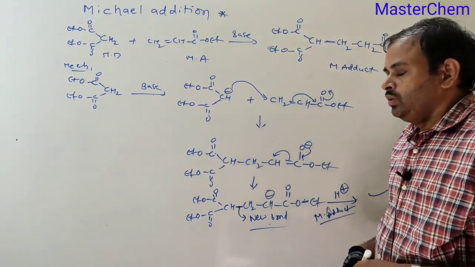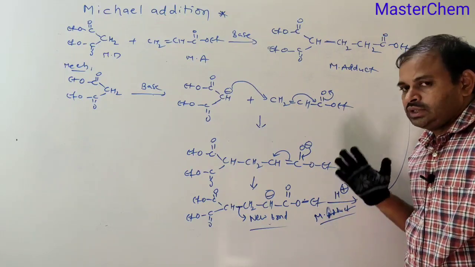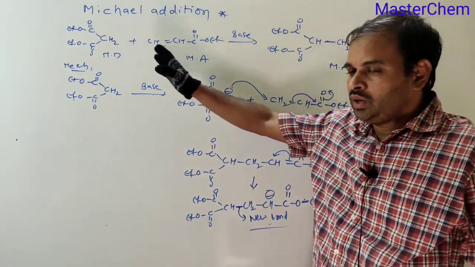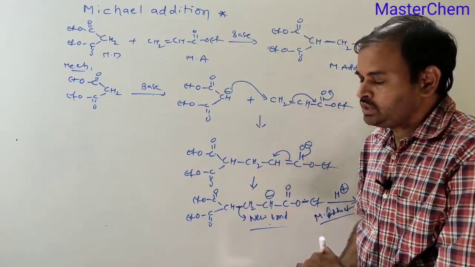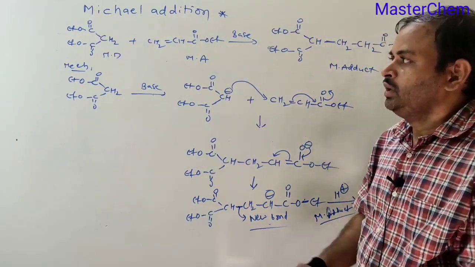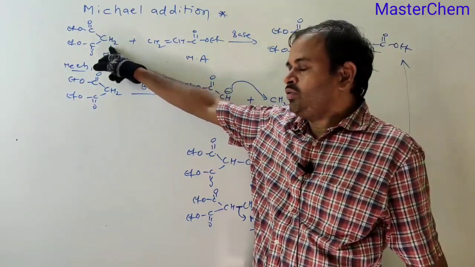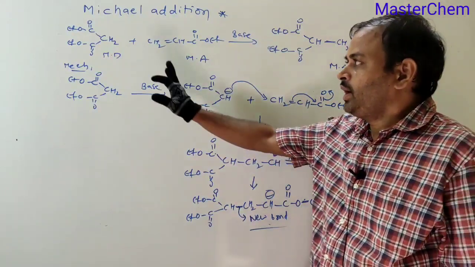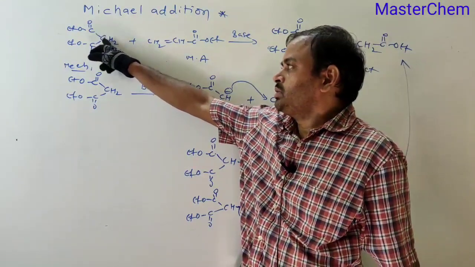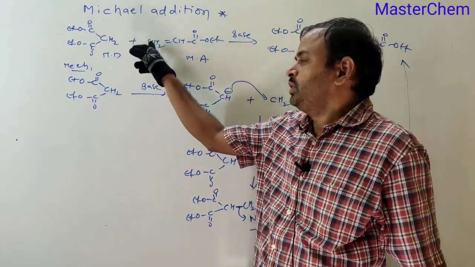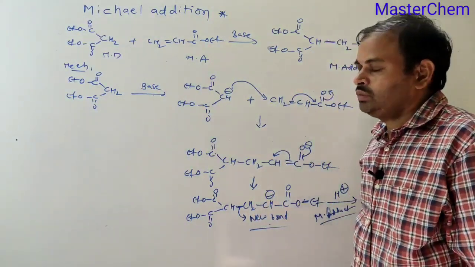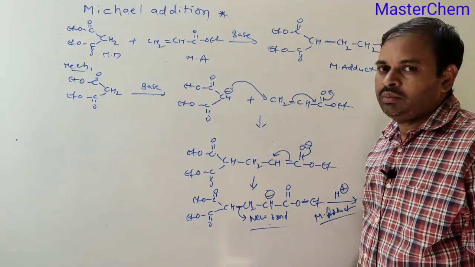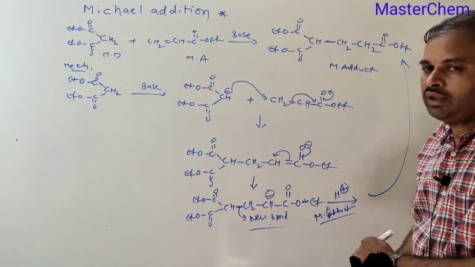So with that simple trick, you can write Michael product for any given Michael donor and Michael acceptor reactants. What is the trick? Just attach the hydrogen of the methylene group to the alpha carbon of Michael acceptor, and next connect this methylene group carbon with the beta carbon of Michael acceptor. With these 2 points, the simple trick, you can write Michael adduct for any given reactants.